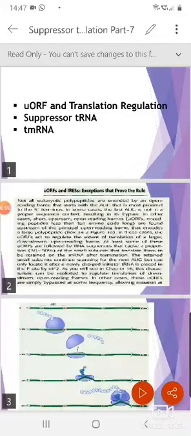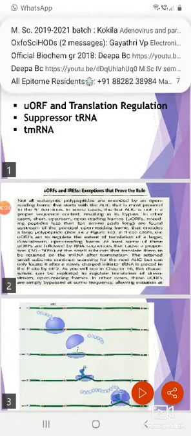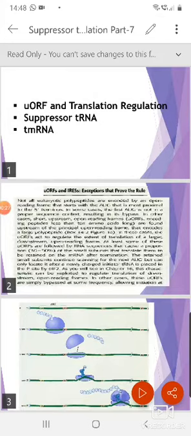Afternoon students, today we will discuss some important points in translation, particularly translation regulation. The first point will be upstream open reading frames and how they regulate translation. Then how the suppressor tRNA functions. Then one new concept: what is a chimeric RNA named tmRNA.